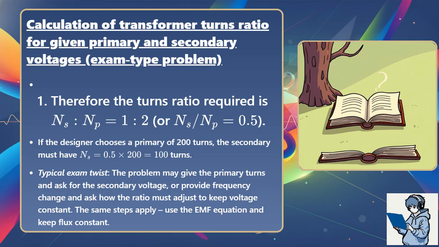Typical exam twist. The problem may give the primary turns and ask for the secondary voltage, or provide frequency change and ask how the ratio must adjust to keep voltage constant. The same steps apply. Use the EMF equation and keep flux constant.